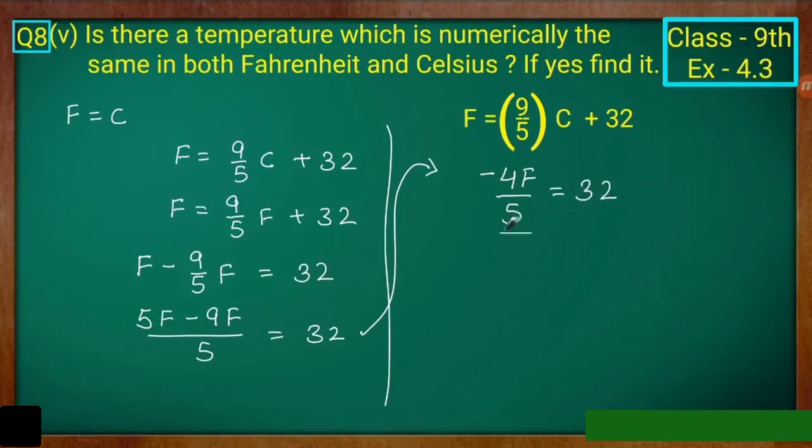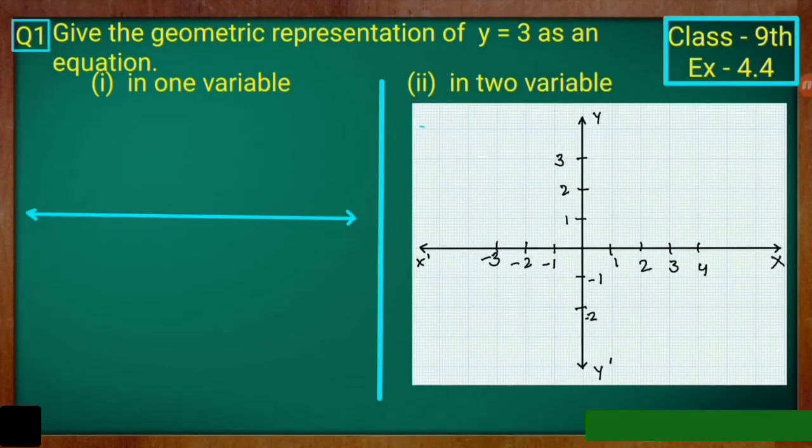take minus 4 by 5 on the other side. Fahrenheit equal to 32 into 5 upon minus 4. Now we can cancel 32 by minus 4. 4 ones are 4, 4 eights are 32. So Fahrenheit is minus 40 degrees. So for minus 40 degrees, both Fahrenheit and Celsius are the same.